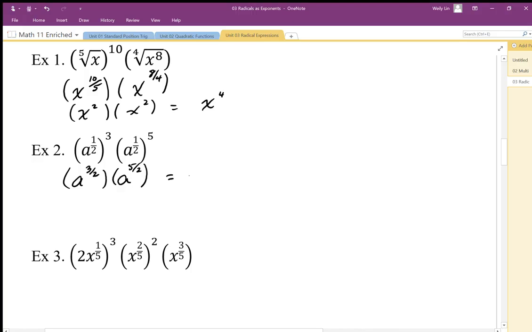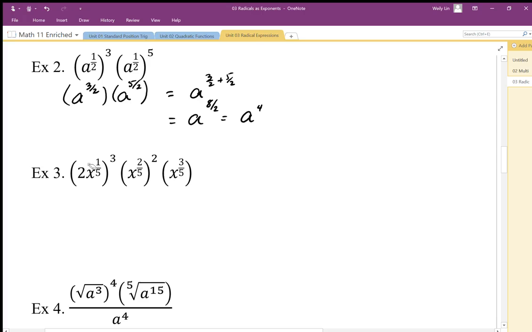So we end up with a to the power 3 over 2 plus 5 over 2. Since they have a common denominator, I'm just going to add that together, a to the power 8 over 2. And that simplifies to a to the power of 4.